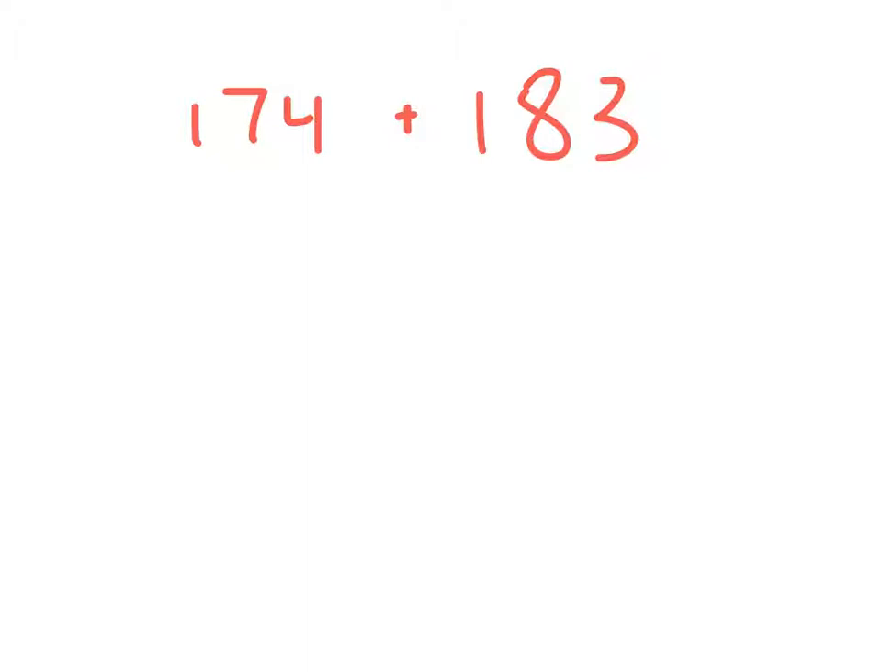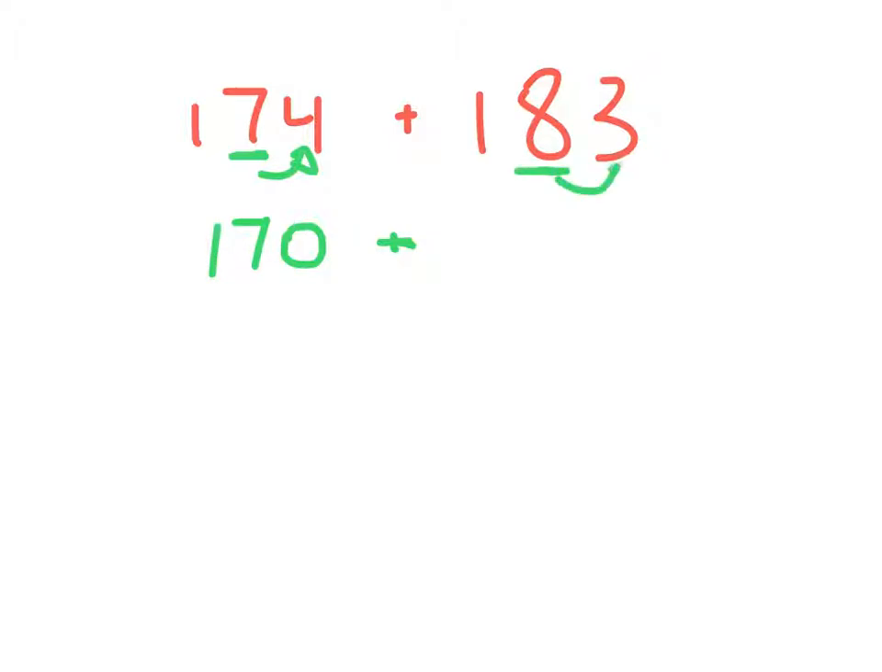if I decide to estimate 174 and round it to the nearest 10, so there's my tens. I look to the right and I see a 4. It's lower than a 5, so I round down, which means my 7 stays the same. The 4 becomes a 0, and I can't forget about the 1. If I round that number to the nearest 10, then I should also round my next number to the nearest 10.